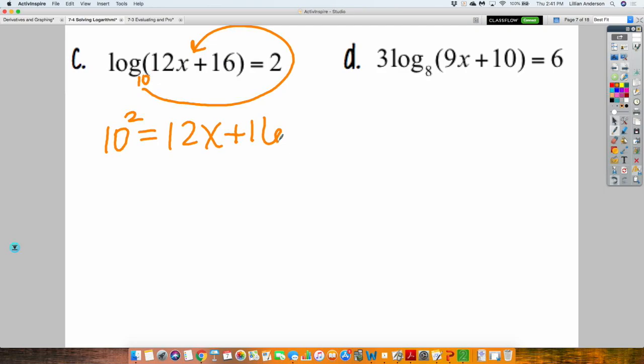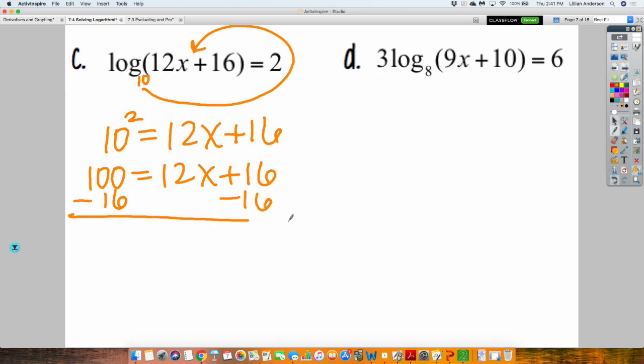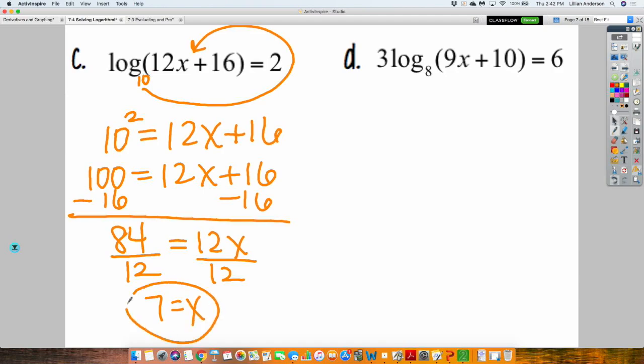Step 3, you want to solve. 10 squared is 100. And then to solve for x, you want to do what? Subtract 16. What's 100 minus 16? So 84 equals 12x. And then you divide by 12. What's 84 divided by 12? 7. I probably shouldn't have circled that.